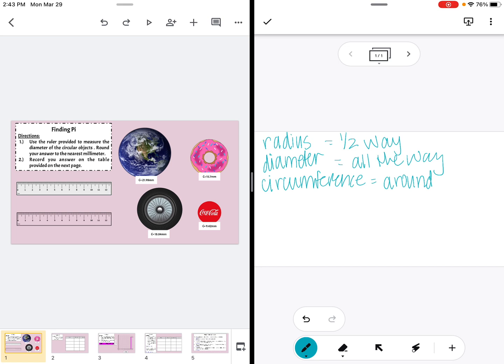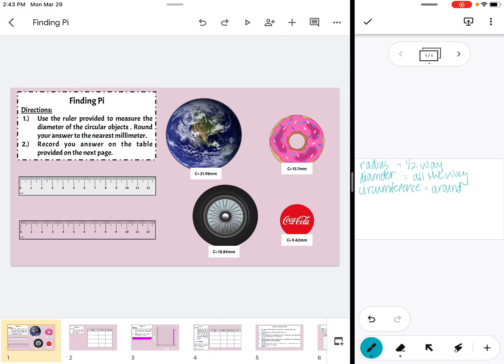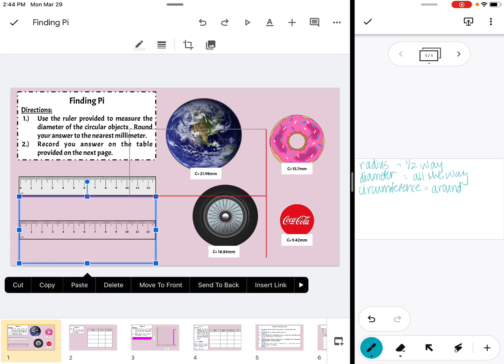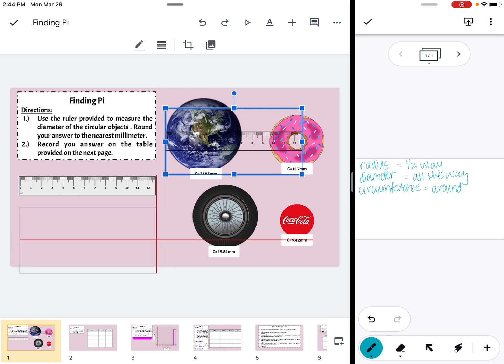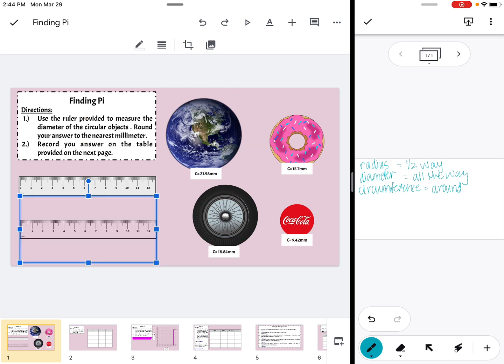What we're going to do today is see the connection between all of these terms. So please open up your Google slideshow that's called Finding Pi. Together, we're going to look at a couple of examples, and I'm going to walk you through the process so that you can complete it on your own. I've given you 2 different ruler options here. If you'd like to use the transparent ruler, we have a transparent ruler here for you to measure with, or we have a white ruler for you to measure with.